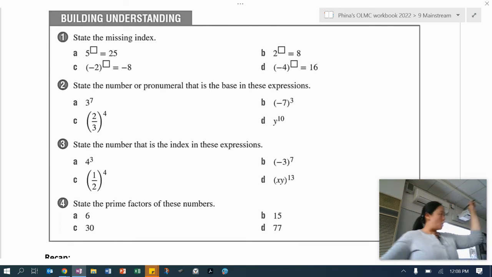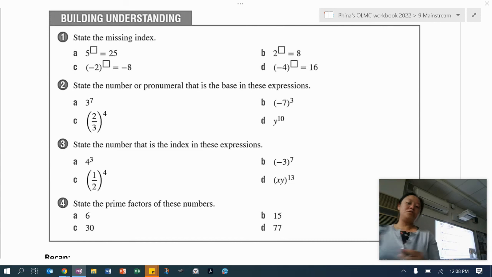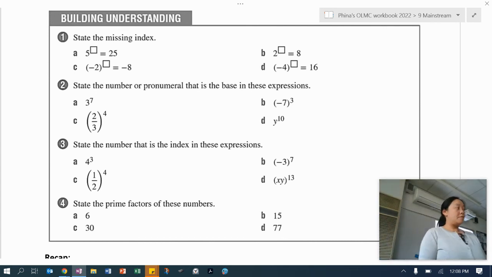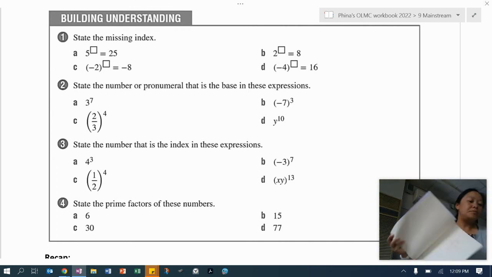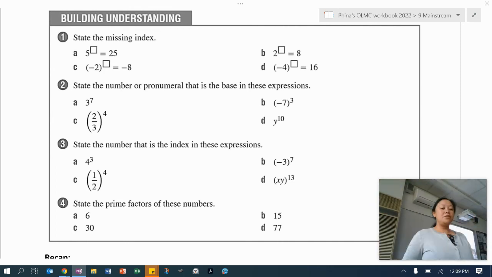So what goes in the box? It says 5 to the power of what makes 25? 5 to the power of 2. Good. So you just pop that in while I fix this up. Okay. So 5 to the power of 2 is 25. Stick a little 2 in there.